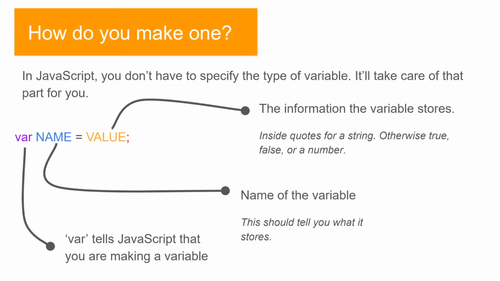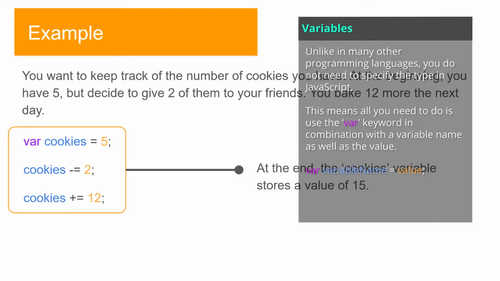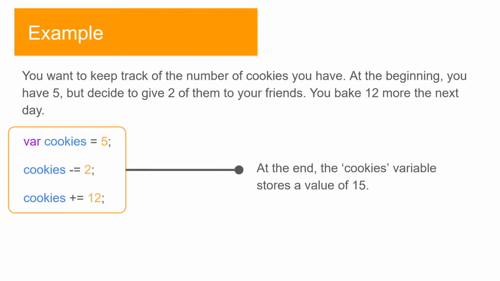Right. So we can make a variable by using the term var, and then after that we have the name of the variable, an equal sign, and then the value of it. So we have a variable called cookies and it's set to a value of 5. We then subtract 2 from cookies by doing minus equals 2. Minus equals is short for cookies is equal to cookies minus 2. It's the same thing except it's shorter to write. The same thing is done except with an addition sign in order to add 12. And then if we were to access this variable later, we would have a value of 15 cookies.